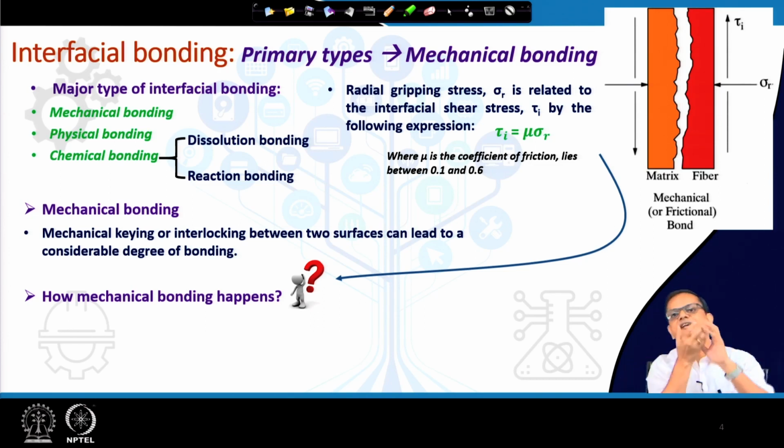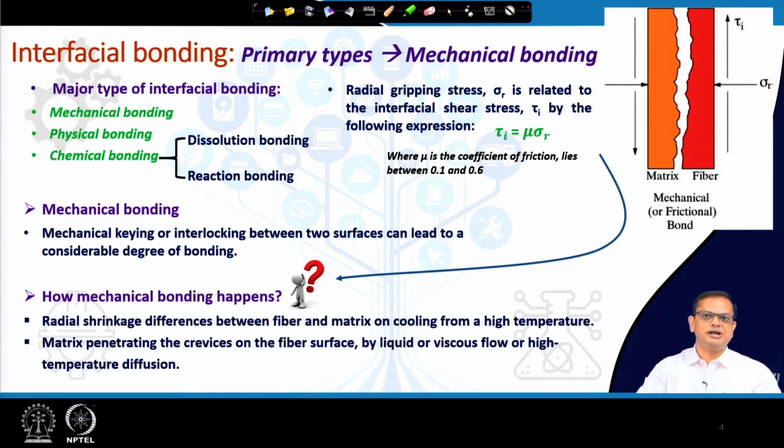Okay. So, there are three factors we have now learned. One is the radial stress, which basically depends on the CTE mismatch. Second point is the mu, which depends mostly on the surface roughness, and the third point is again this mechanical interlocking because of the solidification, because the molten metal penetrates inside the crevices, and that leads to this kind of mechanical interlocking.